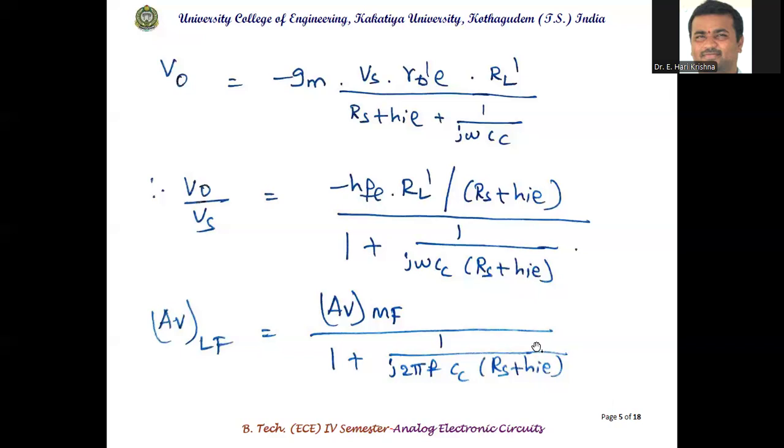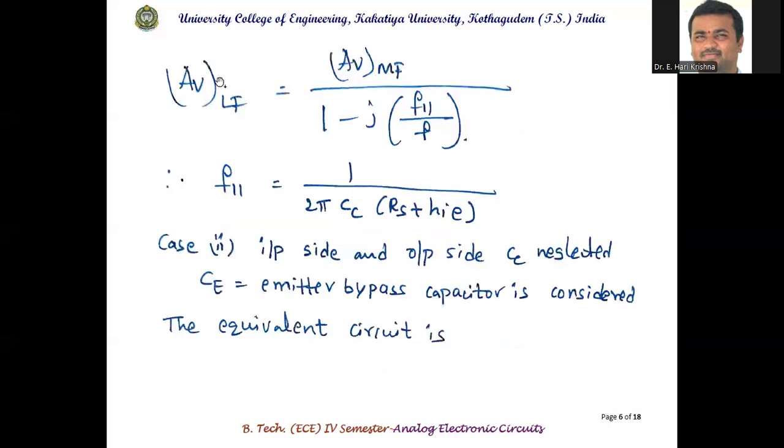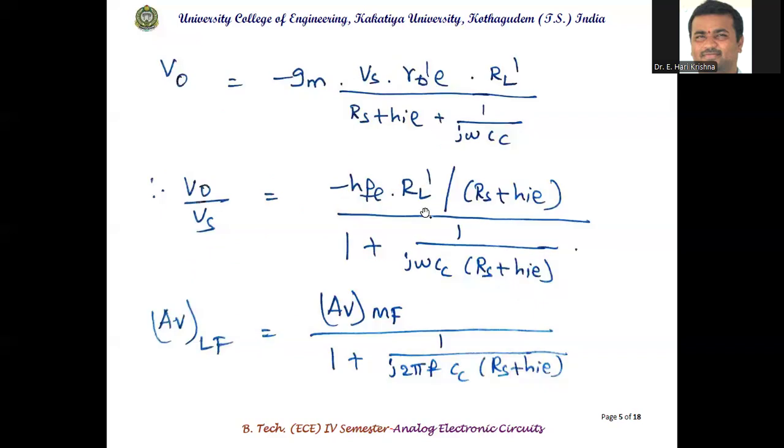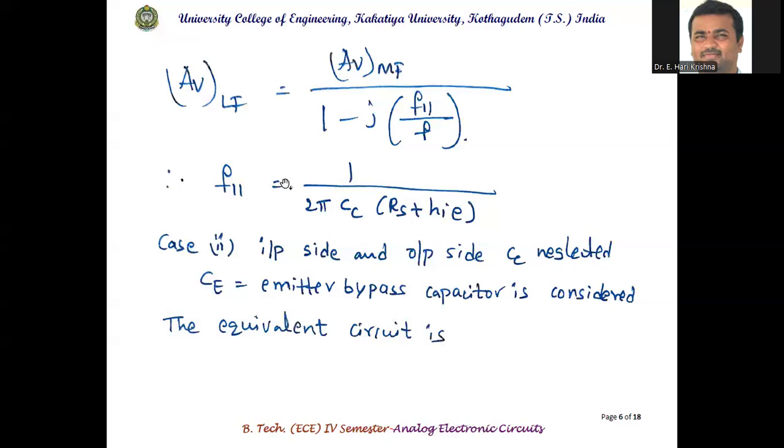Comparing with, again, the series of high pass filter equations, you get AV LF is equal to AV MF by 1 minus j f11 by f. So f11, except f, the remaining component is j, and the remaining component is 1 by 2 pi CC into RS plus HIE. So f11 is 1 by 2 pi CC into RS plus HIE. Now this is the first case.